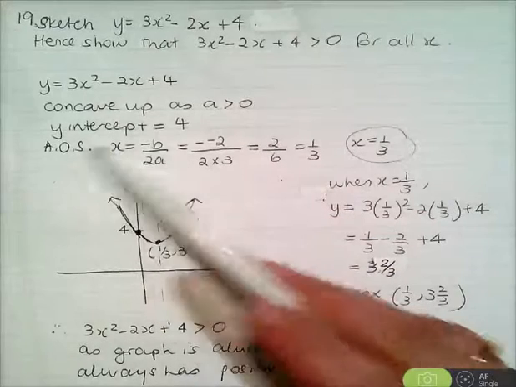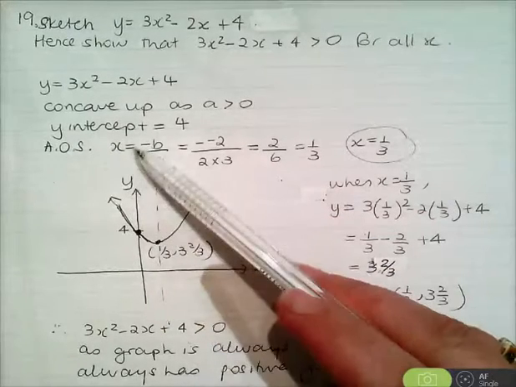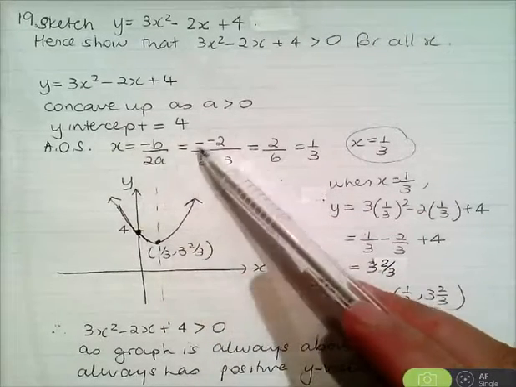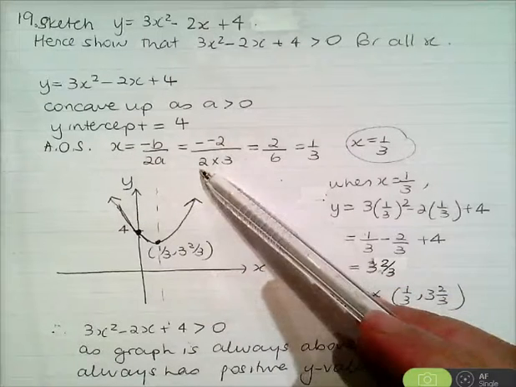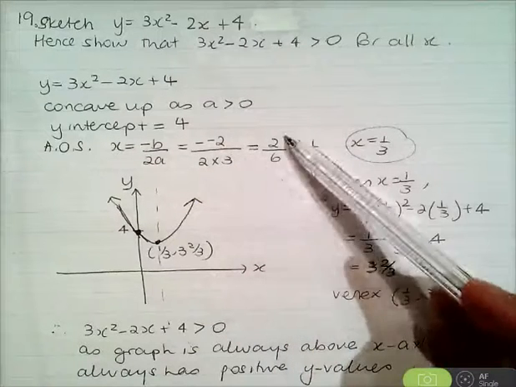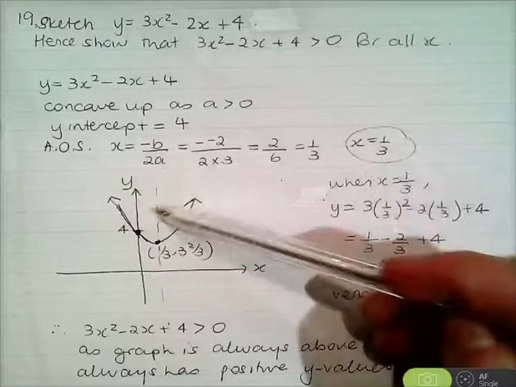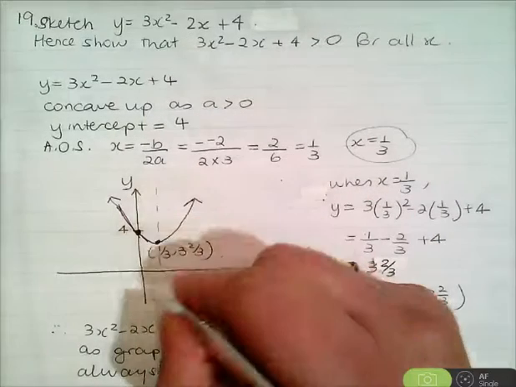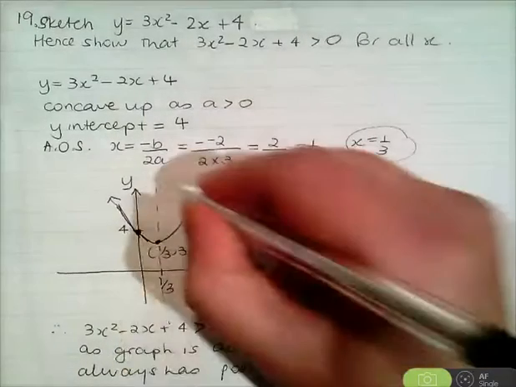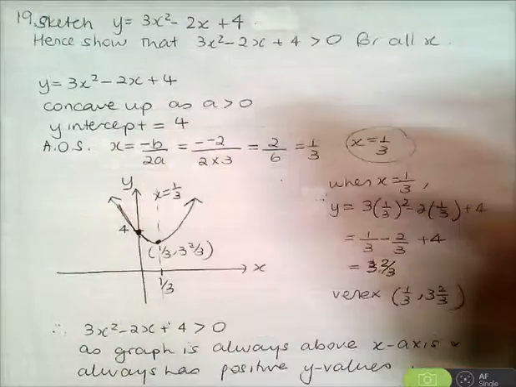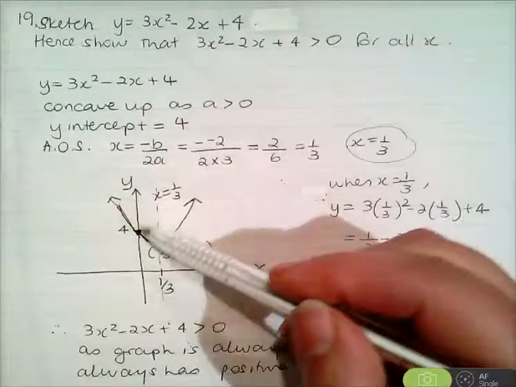So the axis of symmetry is found by using the formula x equals negative b on 2a, which is negative 2 over 2 times 3, which is 2 on 6, which is a third. So the axis of symmetry is the line x equals a third, which I've drawn in here. So this is the axis of symmetry, x is a third.